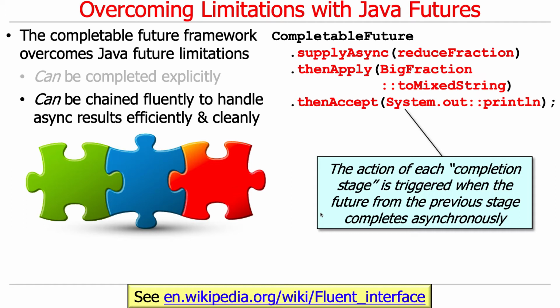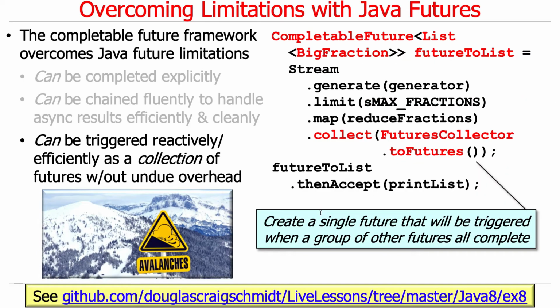So this is a good example of a fluent interface where we kick off an asynchronous operation, supplyAsync returns a completable future. When that operation is done, we then apply this operation. This returns a completable future. And when that's done, then we go ahead and apply this action, and that goes ahead and prints the result. So the action of each completion stage is triggered when the completable future from the previous stage completes asynchronously. So notice how cool that is. We can kind of compose things together very cleanly. You simply can't do that with regular classic Java futures.